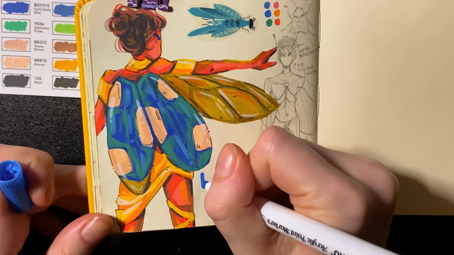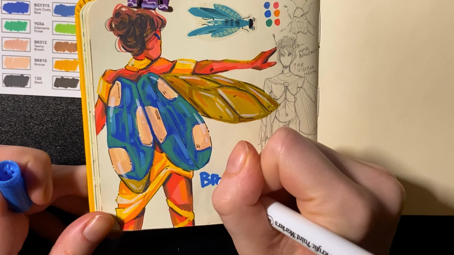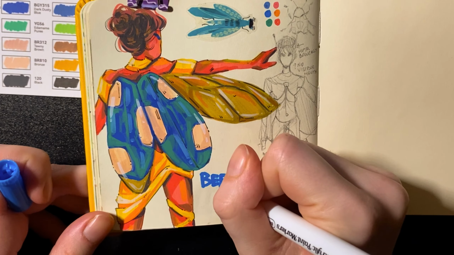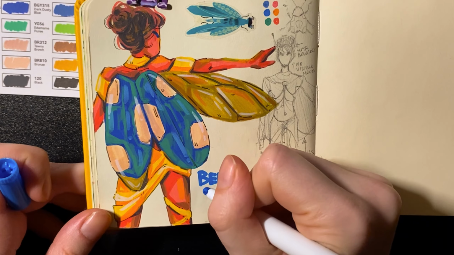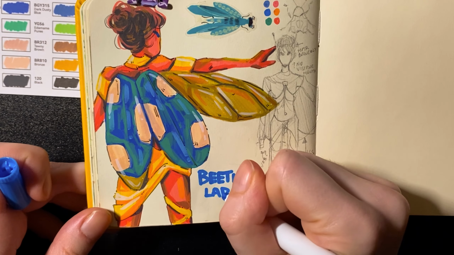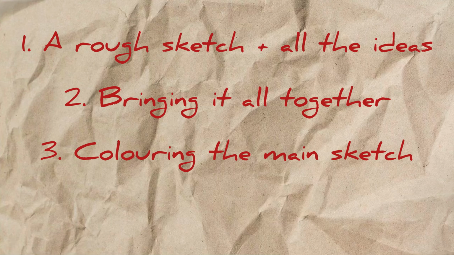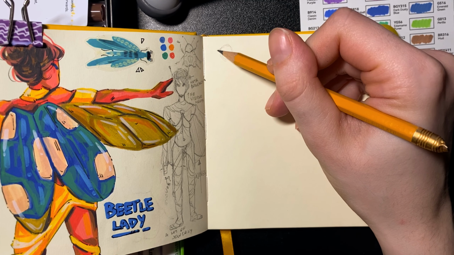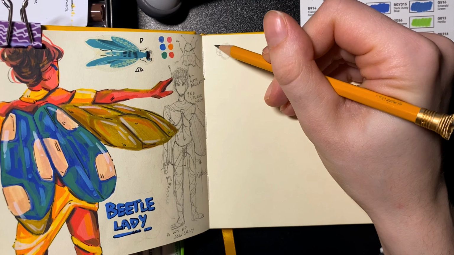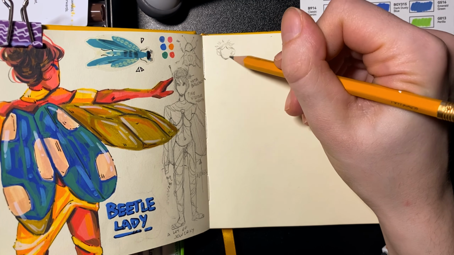Other than that, I actually also added the line art. I forgot about that. The line art and the name. That's it. So again, first I kind of wrap up the ideas. I bring all the ideas together, making the small little sketch. I start a proper sketch, I color it, and then I do the line art.